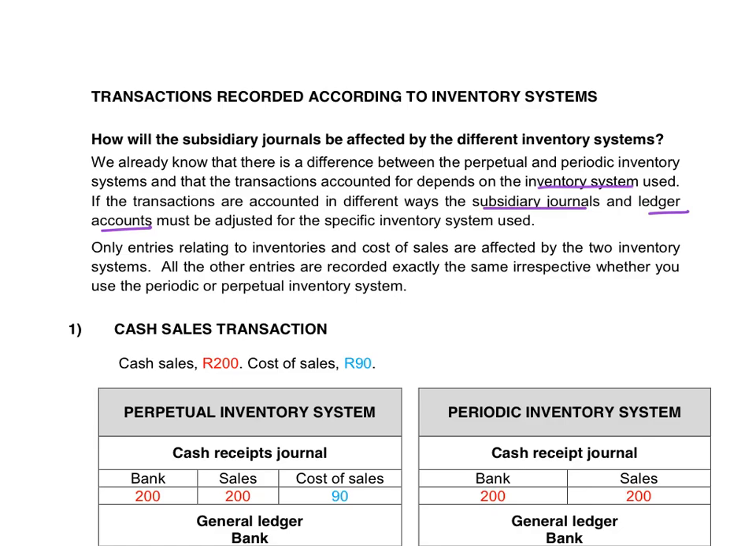Only entries relating to inventory and cost of sales are affected by the two inventory systems. All the other entries are recorded in exactly the same way, irrespective of whether you use the periodic or the perpetual inventory system. We will pay attention to cash sales transactions now.